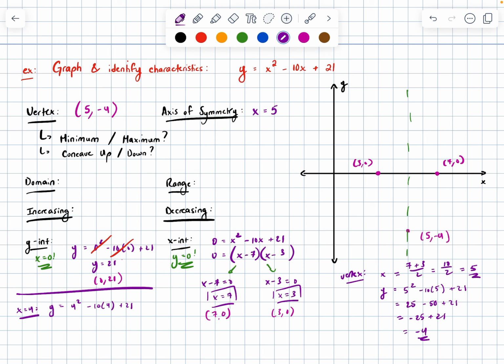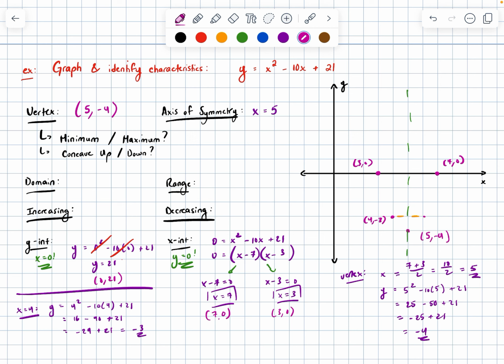So it's going to be 4 squared minus 10 times 4 plus 21. 4 squared is 16. Negative 10 times 4 is negative 40, and then plus 21 at the back. 16 minus 40 is negative 24. Add negative 24 and 21 would get that y is equal to negative 3. This tells me x is 4, y is negative 3. This point here, 4, negative 3, is going to be on my graph.